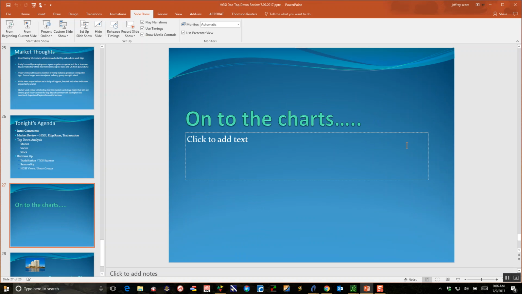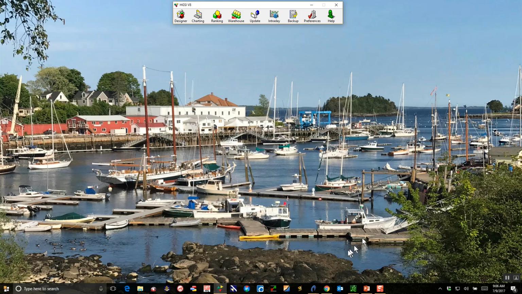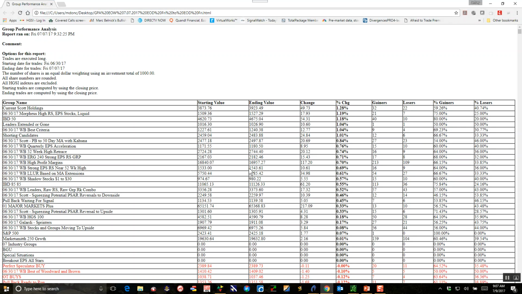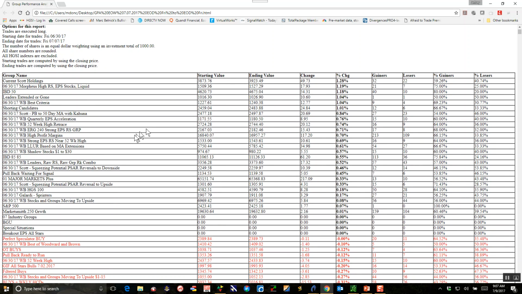We'll do my typical top-down review. Let's go on to the charts. Here is one of the things that I like to do: take a look at what worked and what didn't work. The S&P 500 last week, and this takes the close on Friday the 30th to the close on Friday the 7th, was flat.